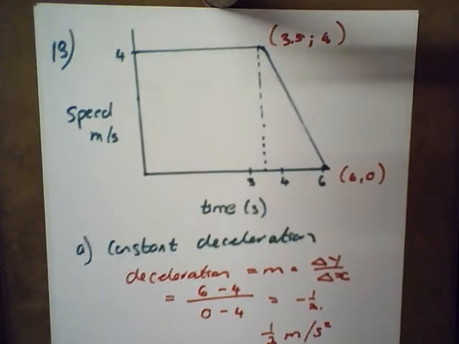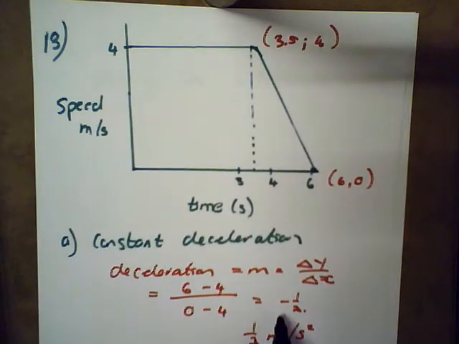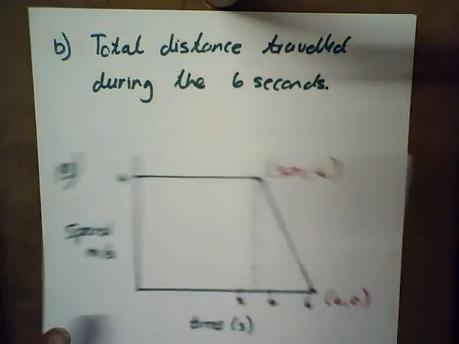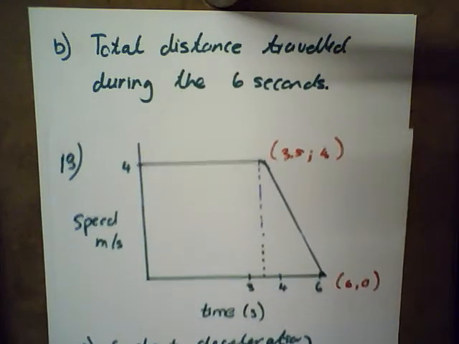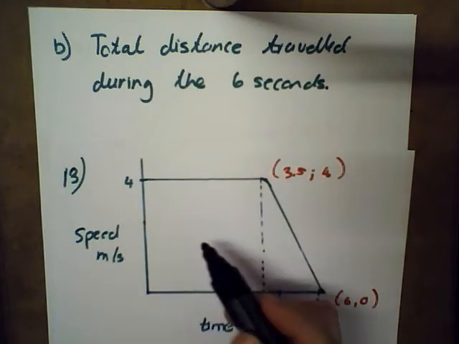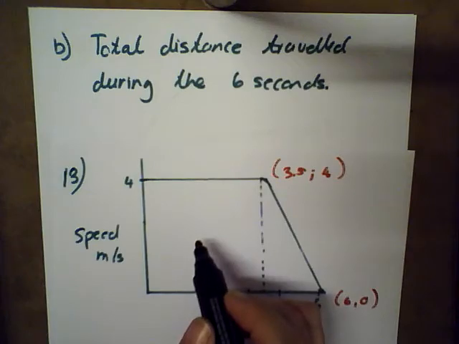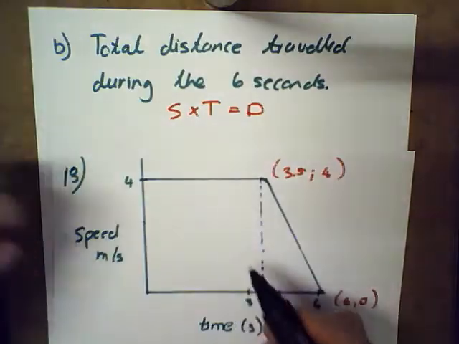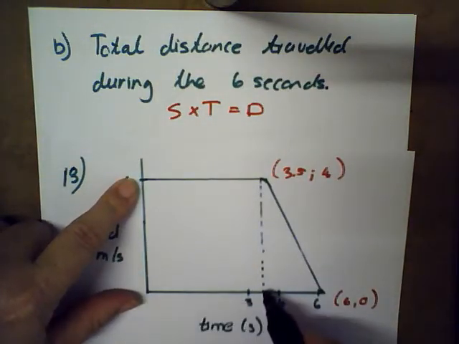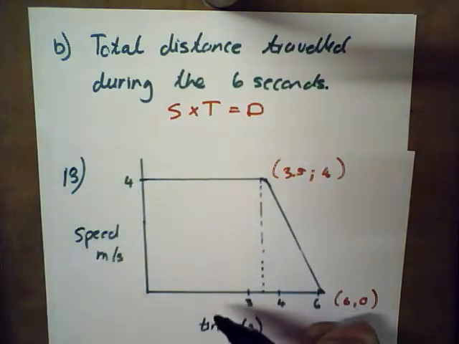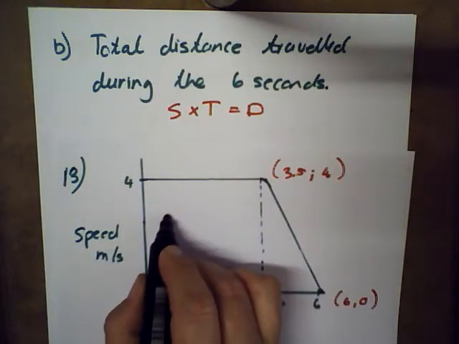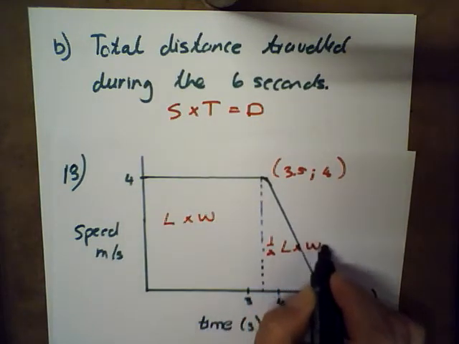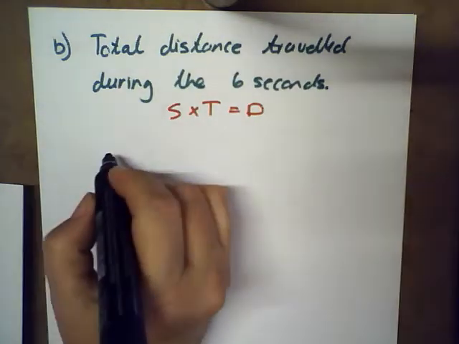Why don't I include the negative there? Because it already says deceleration. Good. So the next question says, find the total distance traveled during the first 6 seconds. I'm just going to use this graph again. The total distance for a speed time graph, because speed times time equals distance, would give me the area under the curve. I know this is a rectangle, so we will have length times width, and this is a triangle, so we will have half length times width. So that would give us the distance.